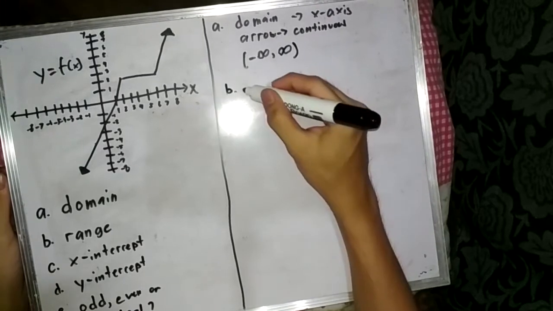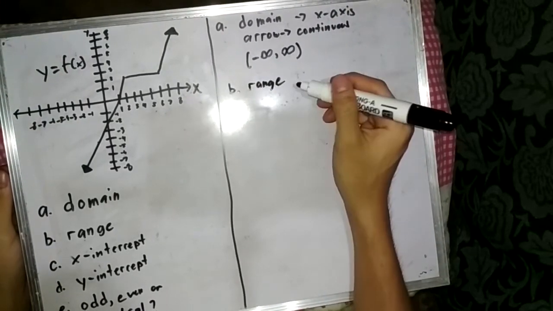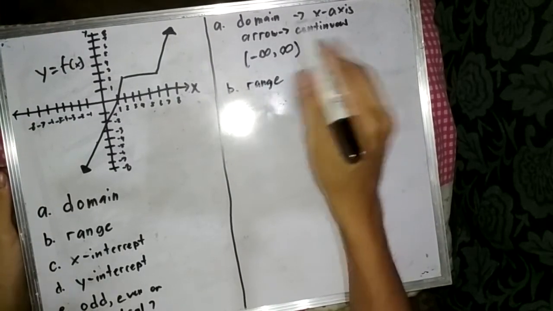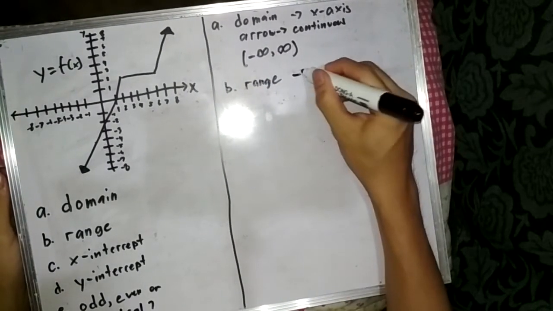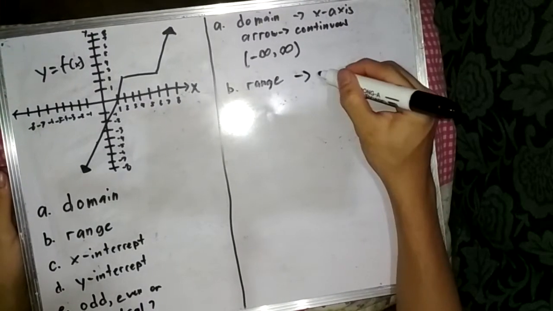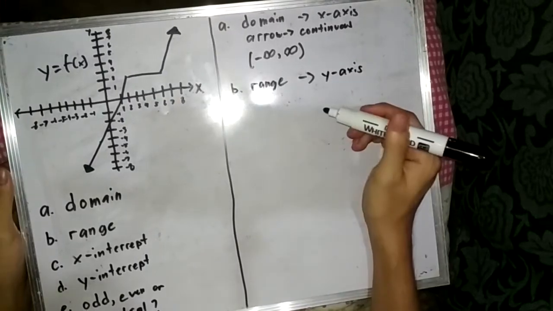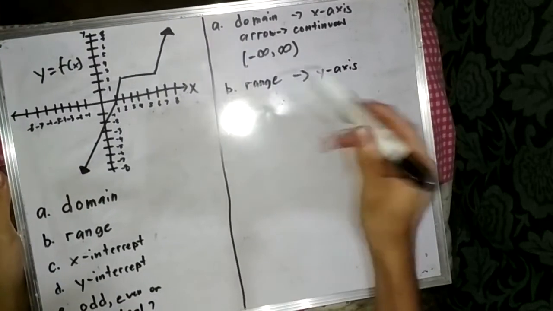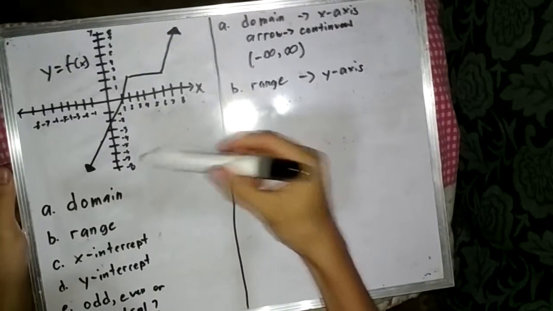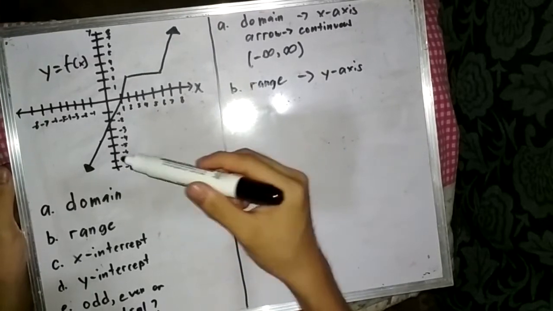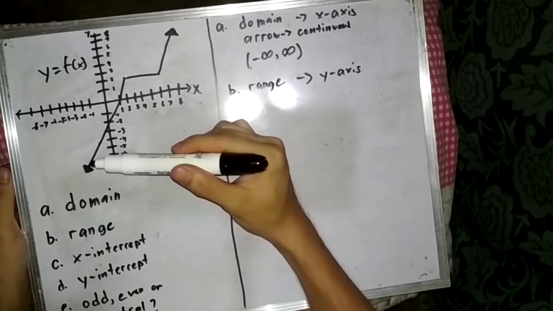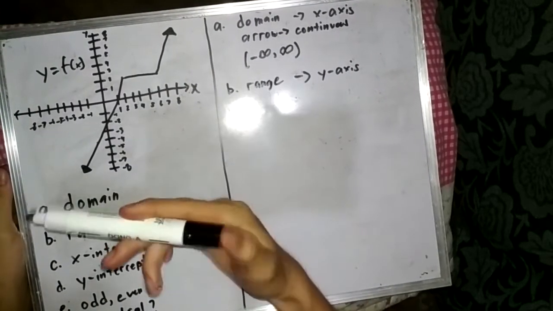B, range. To determine the range of this function, instead of going for the x-axis, which is the domain, range is analyzing the endpoints of the y-axis. So we have to look at the y-axis from the bottom to the top. As you see at the bottom, same as the domain, there is no endpoint. This is an arrow sign.